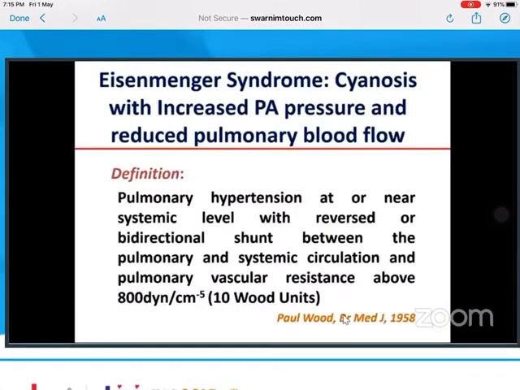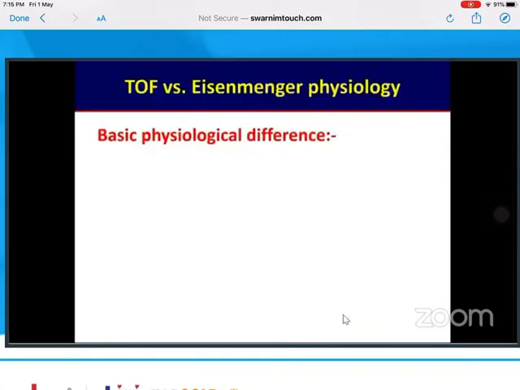The second common disease that we see in adults is Eisenmenger syndrome, which I think is very well defined for a long time, where we expect the shunt to be reversed or bidirectional. So it may not always be right to left, it could be bidirectional also. So what is the difference between tetralogy and Eisenmenger physiology?